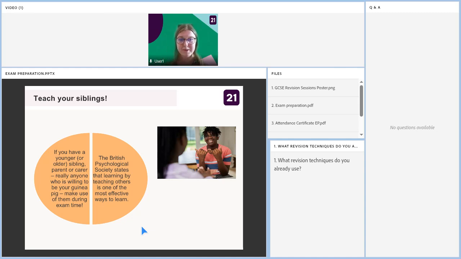So lots of students put them up in their bedroom, but I definitely would recommend the toilet if your family is okay with that. So teaching your siblings, the British Psychological Society, when I was doing my research for this, because students often tell me that if they've got nice siblings, their siblings do help them with their revision. And I did not have a very studious older sister, let's say. She didn't particularly, once she had been through her exams, want to help me with mine. So I don't know if necessarily this would have helped me, but definitely this is research backed.